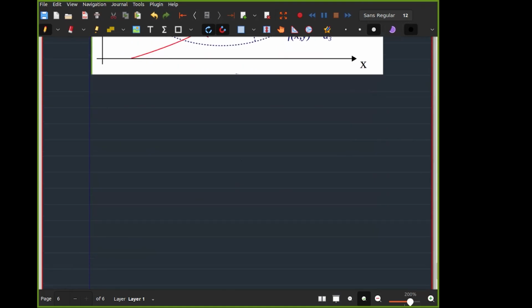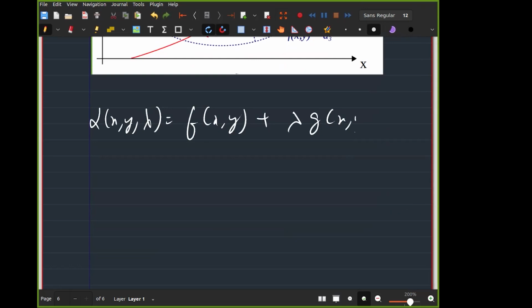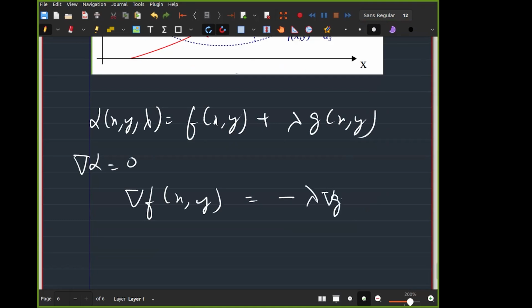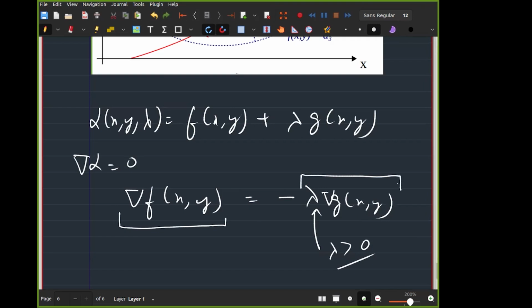What I said was the Lagrangian L(x, y, lambda) is equal to f(x, y) plus lambda times g(x, y), right? Now, if I'm saying that the gradient of L is equal to 0, what it will mean is the gradient of f(x, y) is equal to minus lambda times the gradient of g(x, y). So what I'm trying to say is that at the optimality point, the gradient of the loss function and the gradient of the constraint are the same, but in the negative direction.